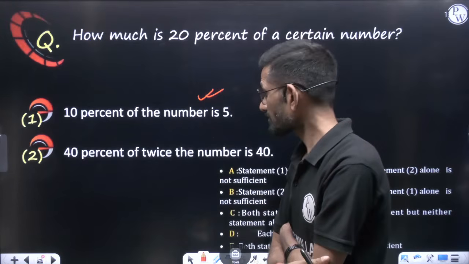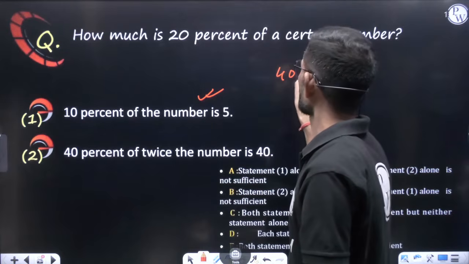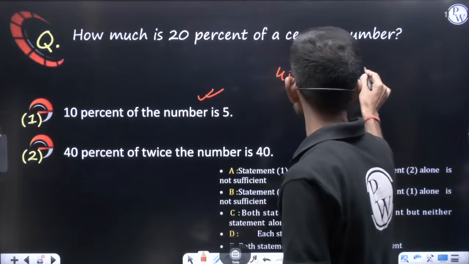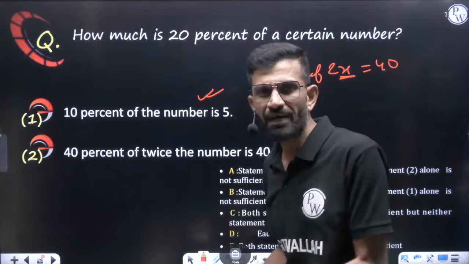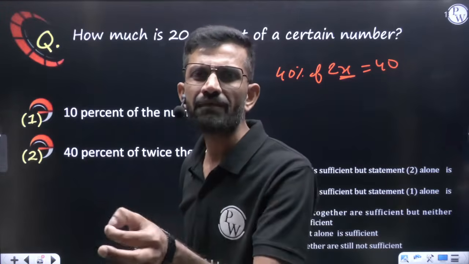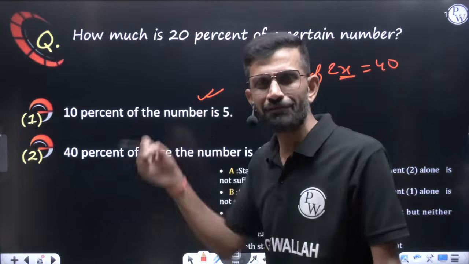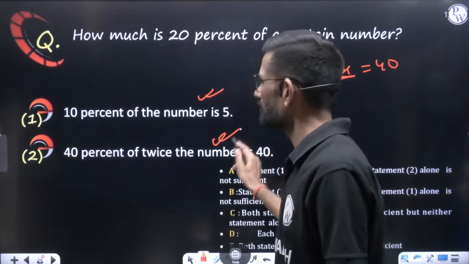Second statement. 40% of twice the number is 40. Let's say the number is X. 40% of twice the number is 40. So from here you can find the number. You can find X. If you find X, you can find 20% of X. 10%, 15%, any percent you can find. If you know the number, you can find any percentage of that number. So again, the second alone is also sufficient.